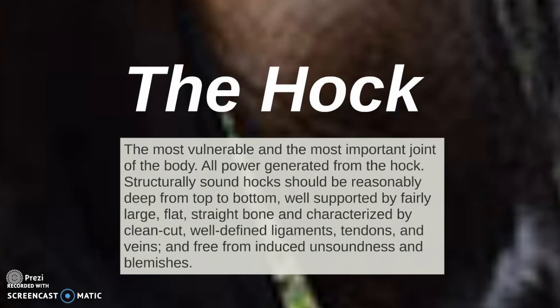The hock. This is the most vulnerable and most important joint of the horse's body. All the power is generated from the hock. Structurally sound hocks should be reasonably deep from top to bottom, well supported by fairly large, flat, straight bone, and characterized by clean-cut, well-defined ligaments, tendons, and veins, and free from induced unsoundness and blemishes.